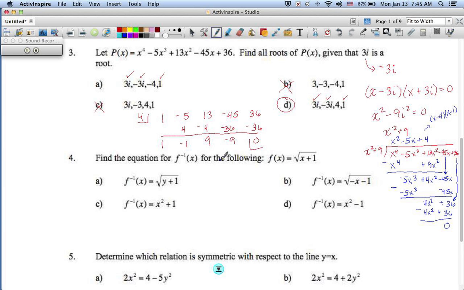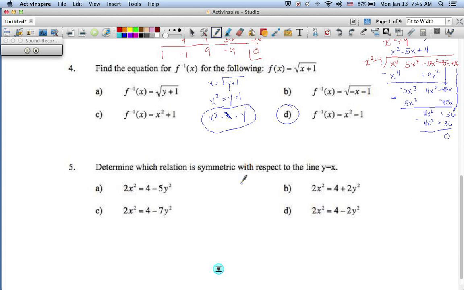Find the equation for the inverse of the following. Well, for an inverse, we switch x and y. So instead of saying y equals that, I'm going to say x equals the square root of y plus 1. I'll square both sides: x squared equals y plus 1. And then I'll subtract 1: x squared minus 1 equals y. And remember, officially, this is now y inverse because we switched them. So which one? x squared minus 1 looks like D.